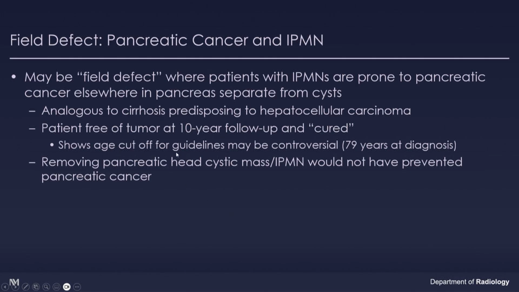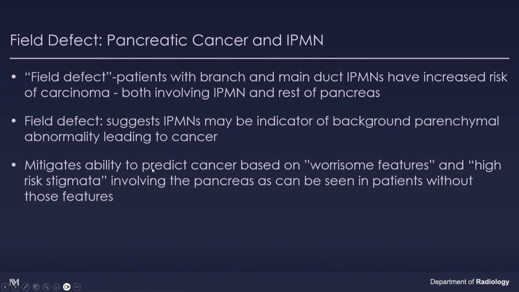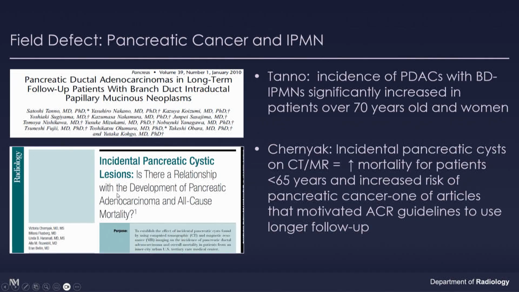And as I said, the age cutoff may be controversial because he's 79 at diagnosis and he's still alive. But removing that pancreatic head cyst really wouldn't have made a difference. He still would have gotten the pancreatic cancer. So this field defect, as I mentioned, is seen in branch duct and main duct IPMNs, and it may be a harbinger of a background parenchyma abnormality leading to cancer. And it certainly mitigates the ability to predict cancer based on what I talked about before, those worrisome features and high-risk stigmata, because it can be seen in patients without those features, as I'll show you as well.